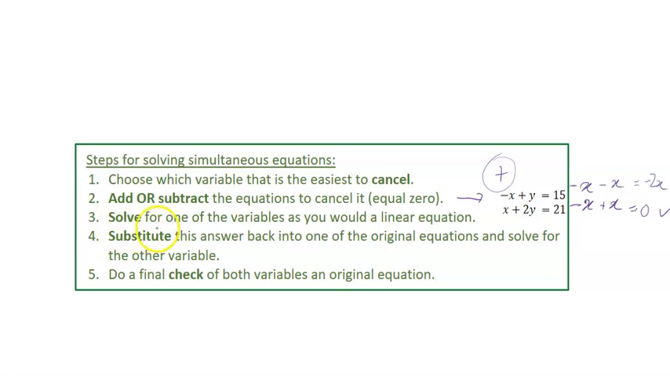Number 3, solve for one of the variables, substitute the answer back into one of the original equations, and solve for the other variable. Do a final check. We did all of those in the question above. You must do a final check.